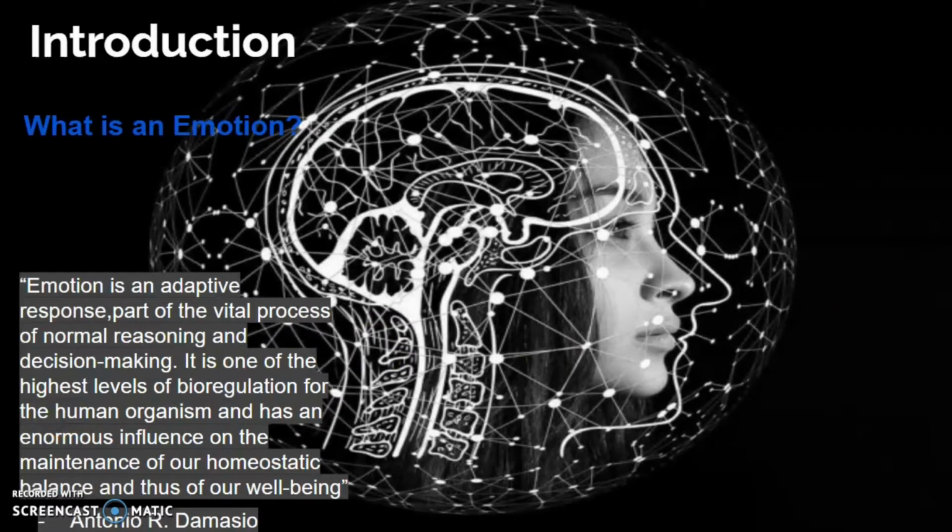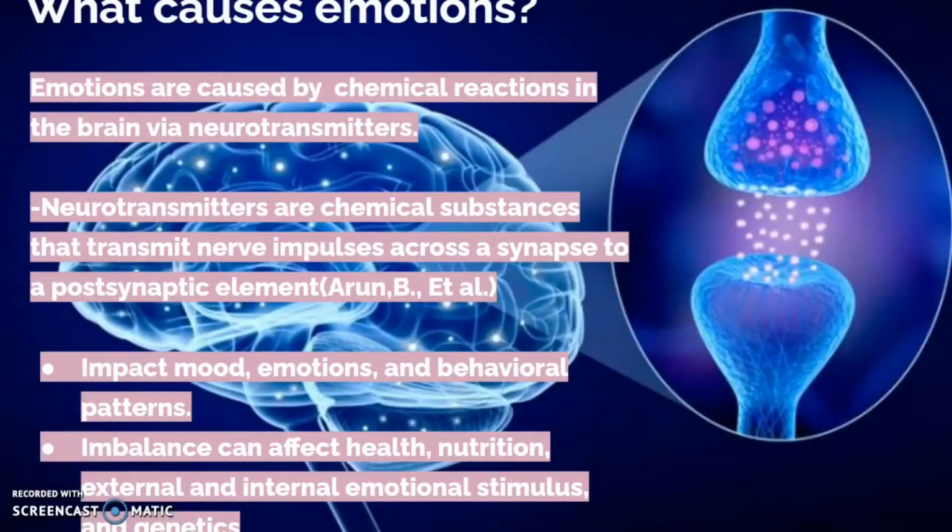An emotion is an adaptive response, part of the vital process of normal reasoning and decision-making. It is one of the highest levels of bioregulation for the human organism and has an enormous influence on the maintenance of our homeostatic balance and thus of our well-being.